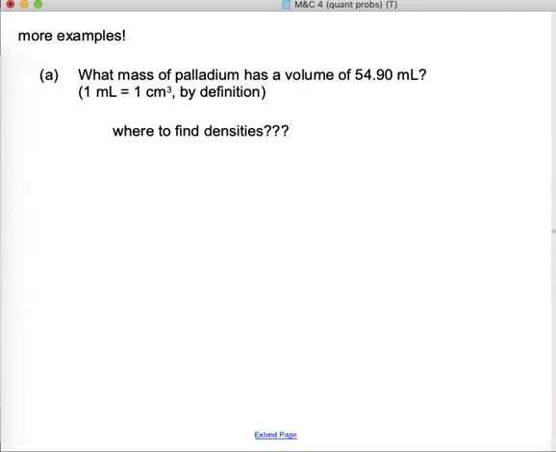What mass of palladium has a volume of 54.90 milliliters? And by the way, I tell you that 1 milliliter equals 1 cubic centimeter by definition. Where would you find densities? Well, there is a really nice online periodic table, a variety of online periodic tables, or you can just use Wikipedia. I know your English and history teachers get upset when you use Wikipedia, but in chemistry it's perfectly fine. So I'll begin by writing down my equation. Density equals mass over volume. I am given the volume, and I look up the density, which is 12.023 grams per cubic centimeter, and I'm trying to find the mass.